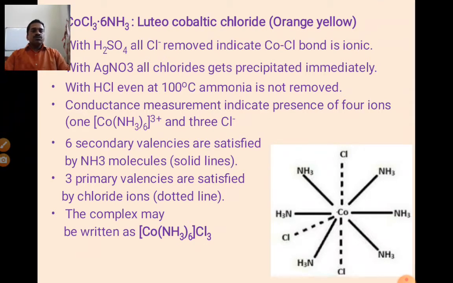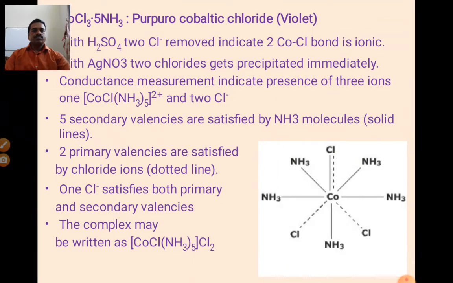Based on these evidences, we may say that the 6 secondary valencies are satisfied by 6 ammine ligands, which are shown by solid lines in this diagram, and the 3 primary valencies are satisfied by chloride ions, which are shown by dotted lines. And the formula of the complex may be written as [Co(NH3)6]Cl3, with 6 NH3 in the coordination sphere and the Cl3 ions outside the coordination sphere.